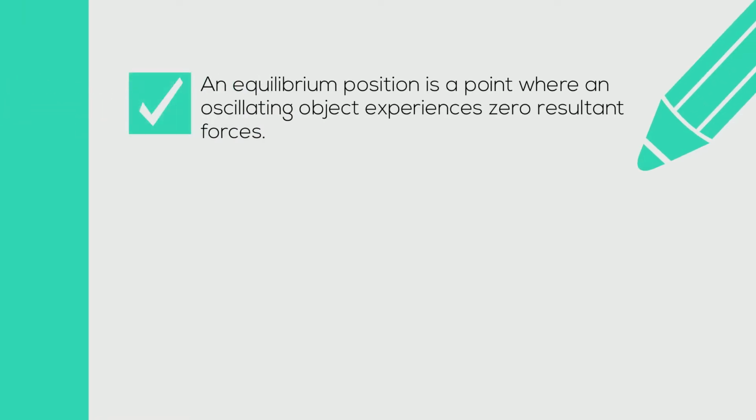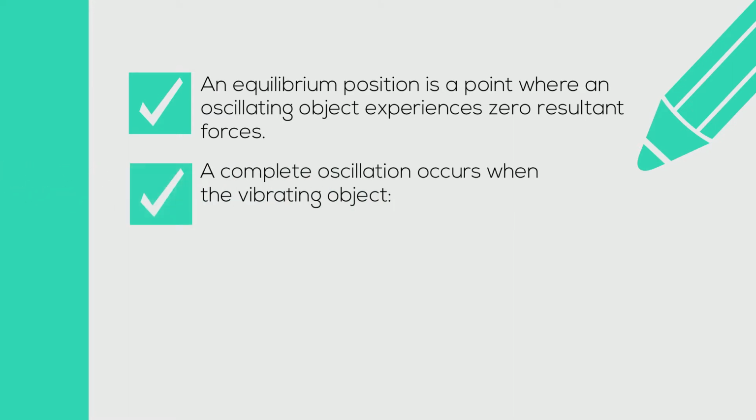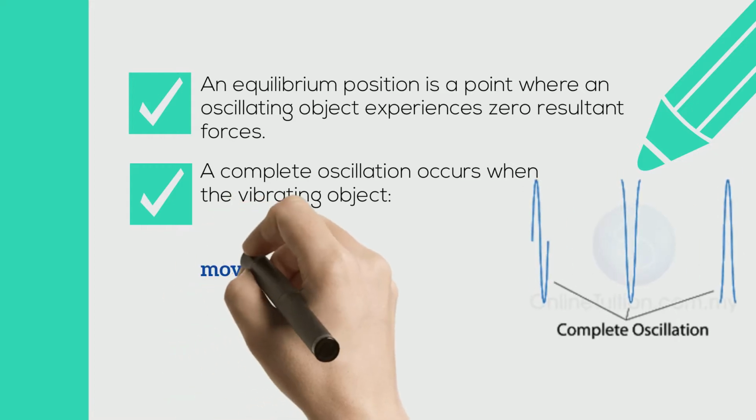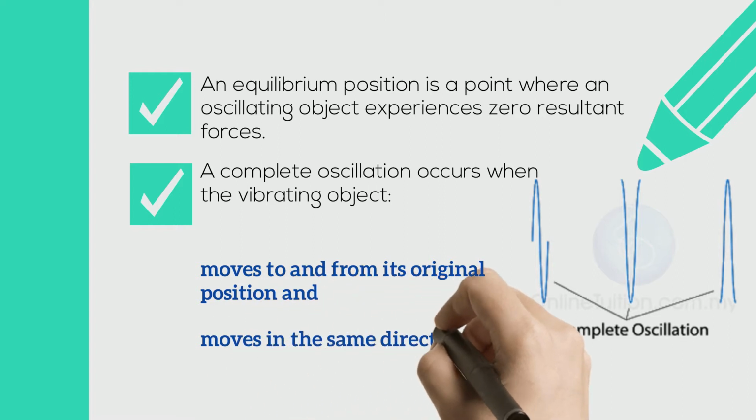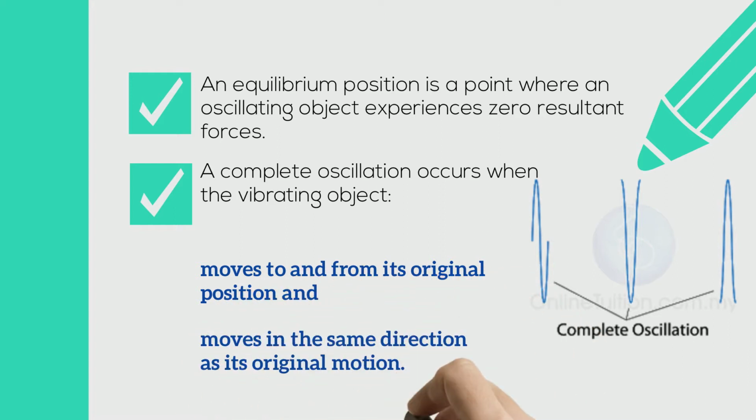An equilibrium position is a point where an oscillating object experiences zero resultant force. A complete oscillation occurs when the vibrating object moves to and fro from its original position and moves in the same direction as its original motion.